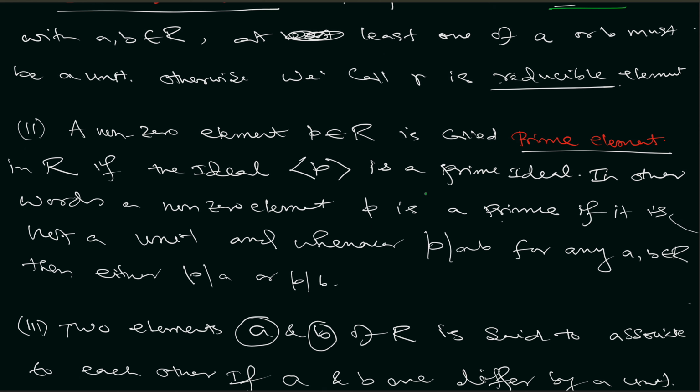Okay, after that, what is called a prime element? P is called prime if the ideal generated by p is a prime ideal, or in other words, if p divides ab, the product of two elements a and b, then either p divides a or p divides b. This is the usual definition in the case of Z.